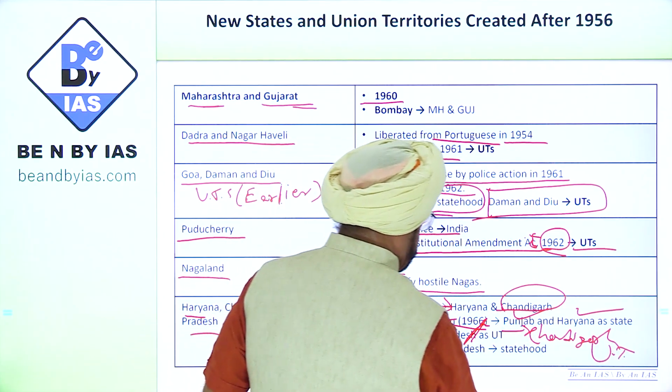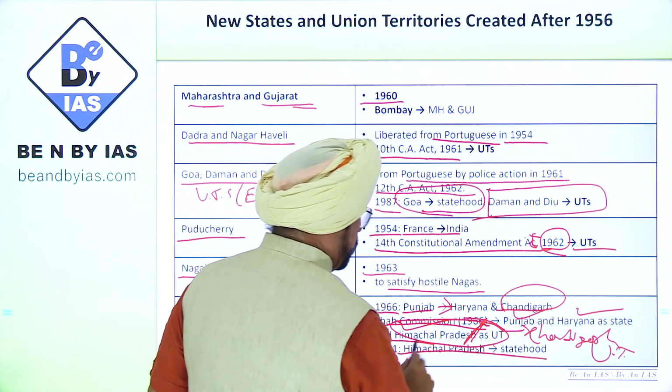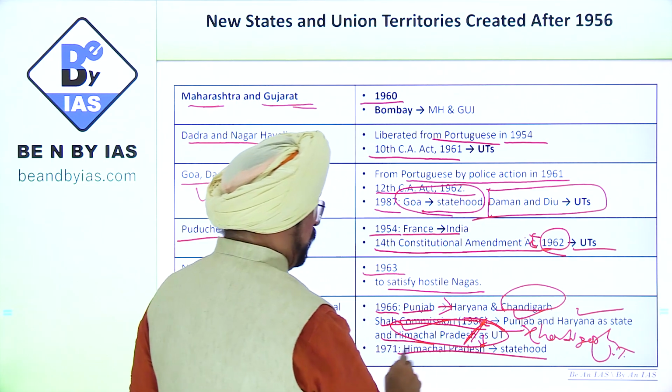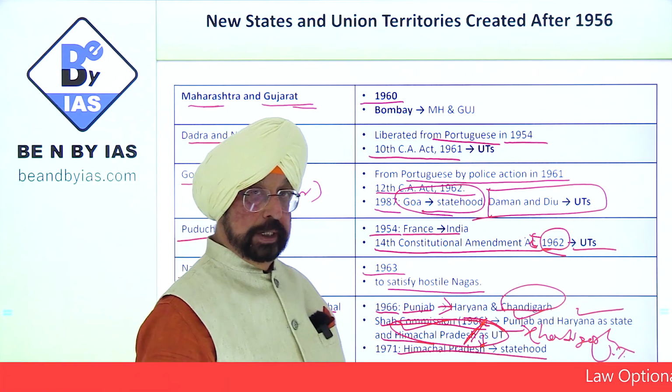In 1971, Himachal Pradesh was given a statehood. Earlier it was a UT in 1966. So in 1971, it was given the statehood. Chandigarh remained the UT.